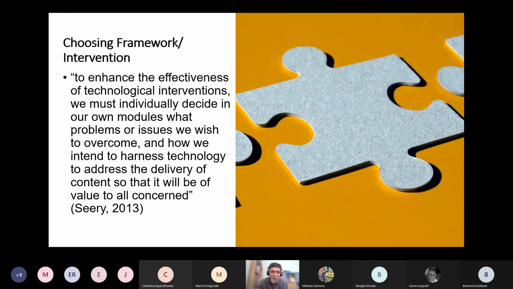But whatever you do, if I can just leave you this thought from Michael Seary, who's a science ed researcher. Nearly done. A science ed researcher I have a lot of time for. Michael was saying here, to enhance the effectiveness of technological interventions, we must individually decide in our own modules what problems or issues we wish to overcome, how we intend to harness technology to address the delivery of content so it would be of value to all concerned.